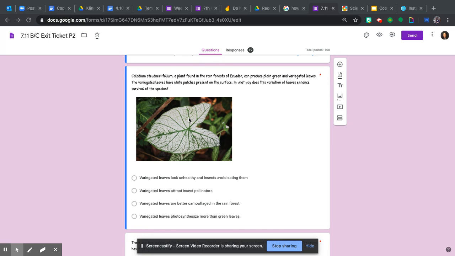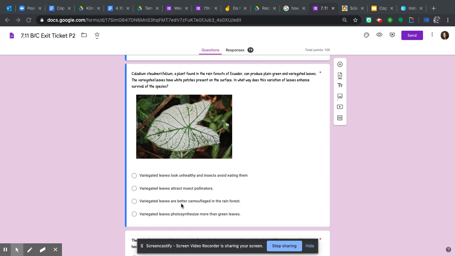So if you look at it, this looks very unhealthy. And if you think about how other plants look and how the leaves look, this looks unhealthy. So the variegated leaves look unhealthy and insects avoid eating them is the correct answer for this one. You wouldn't put that they attract insect pollinators, because this would not do that. But the white patches, whenever a pollinator sees a white patch, they're not going to want to go to it. Also, insects don't usually pollinate on leaves. They usually pollinate on flowers.